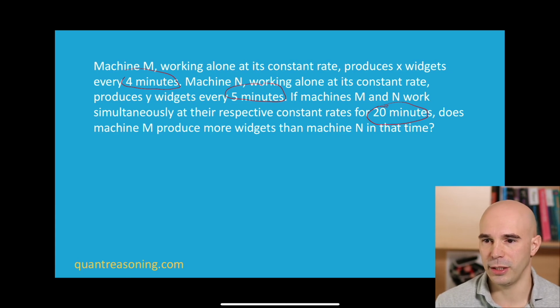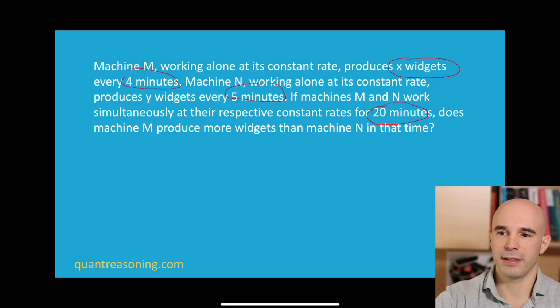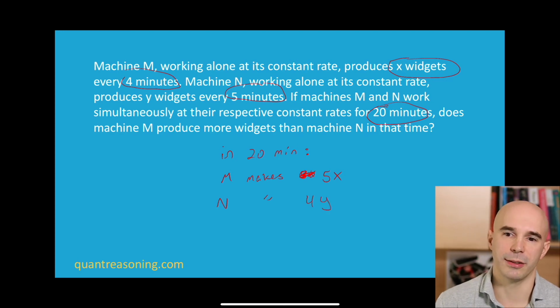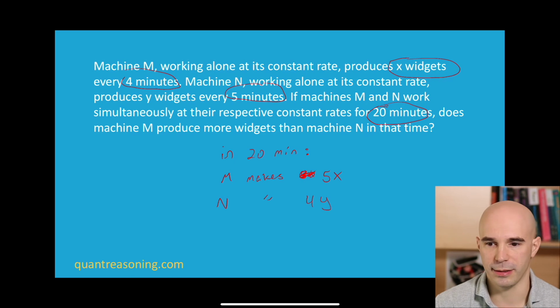I mean, for machine M, if it makes this many widgets in 4 minutes, how many would it make in 20 minutes? 5 times as many. That's right. So I would start jotting down some notes here. In 20 minutes, M makes 5x widgets, and N makes how many? 4Y, that's right. Because in 5 minutes, it makes Y, so in 20 minutes, it'll make 4 times as many, so 4Y. So I feel like we're already off to a good start.